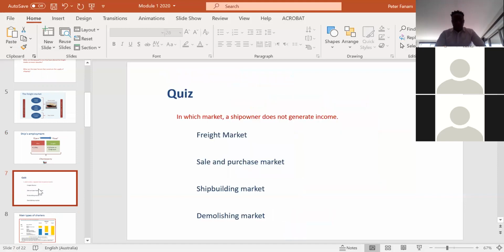So I have a sample quiz here for you to answer. As I mentioned, your assignment one will be a quiz. I just put this as a sample of the form of question you will meet, though it's not exactly this question.